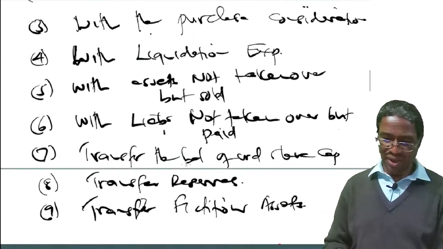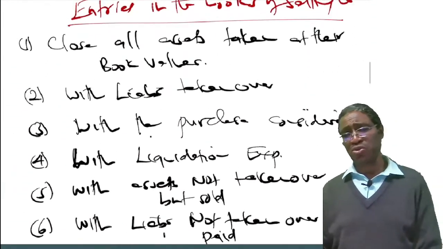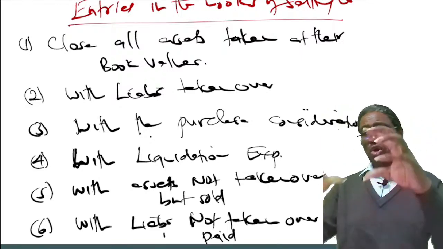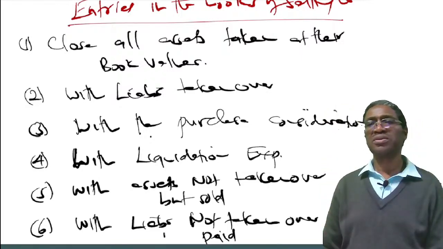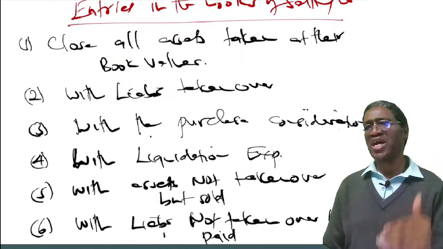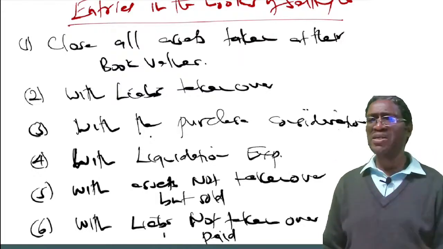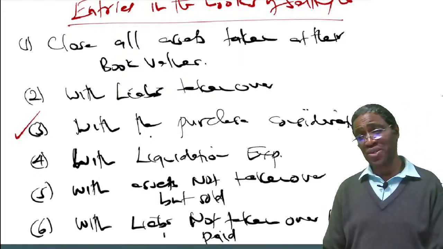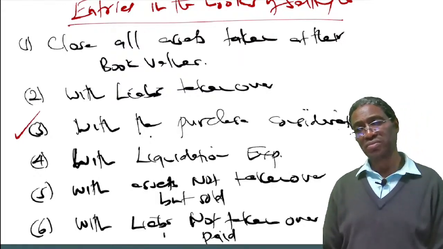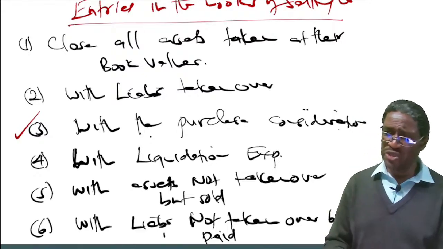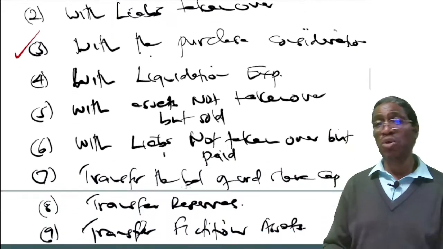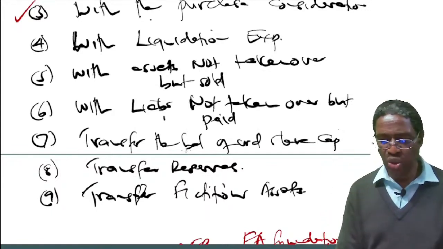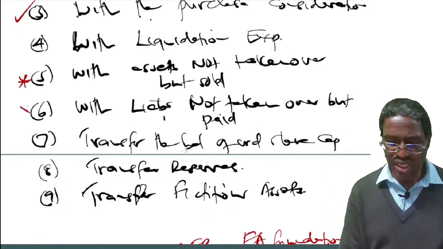Listen, what did I do here? If you look at this process, I started by closing the accounts. Number one, close the assets taken over, liabilities taken over. Then number 3, create a data by the name of the purchasing company. Now listen, in most of your past paper questions, you will rarely get a question which has this entry number 5 and number 6.